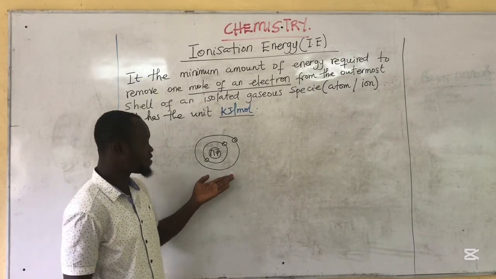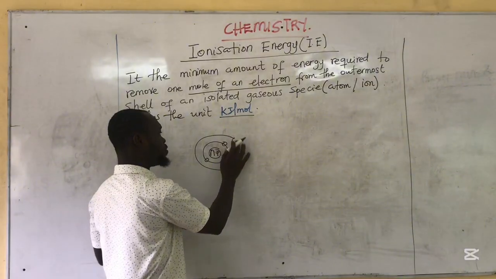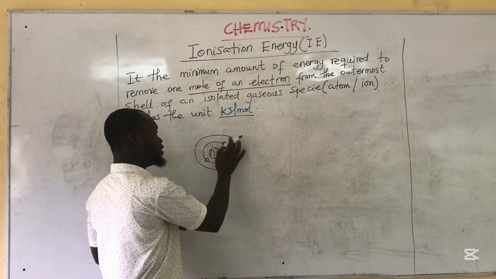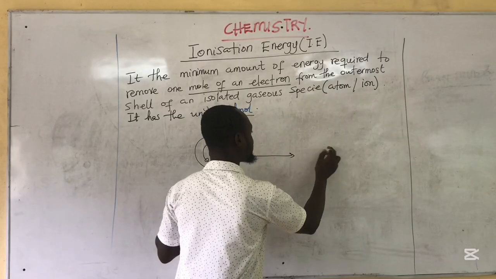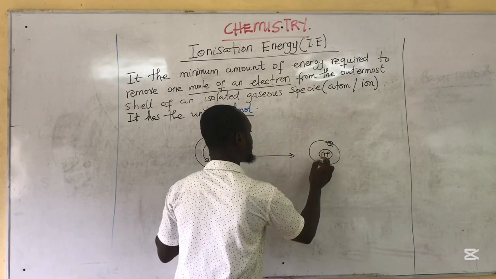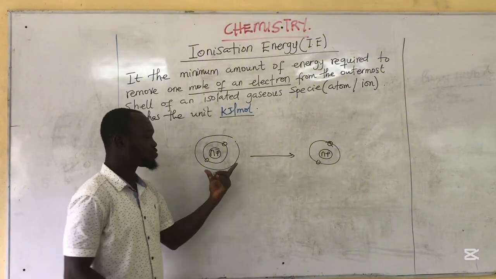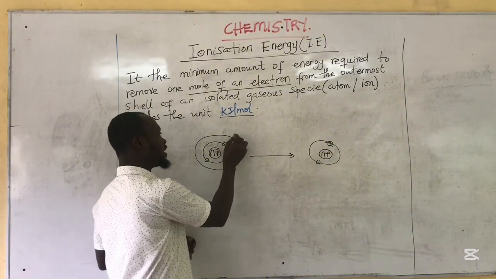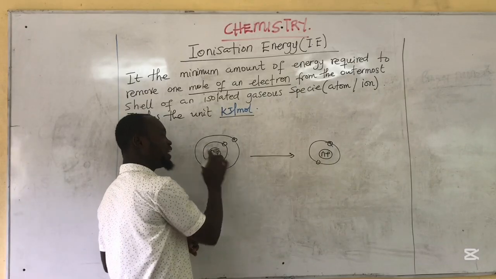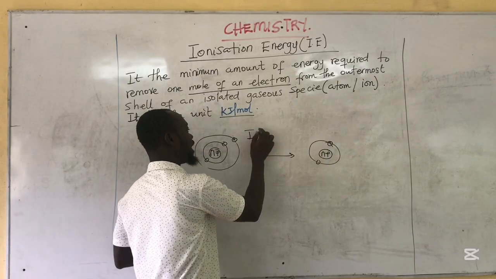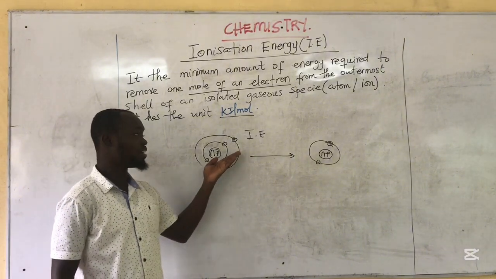So for this one, for example, if I remove this electron here, the atom will change to become like this. It will become this way. The energy that was required to remove this electron from this atom so that there will be no electron again in the valence shell, that energy is called the ionization energy. Is that okay? That energy is called the ionization energy.